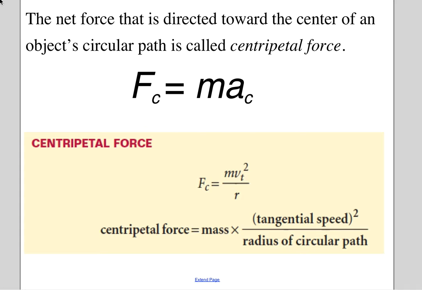So far we've seen that objects moving in circles must have a centripetal force acting upon them to create the circle, even though the object's moving at a steady speed. It's not accelerating linearly. It's accelerating centripetally to create the circle.